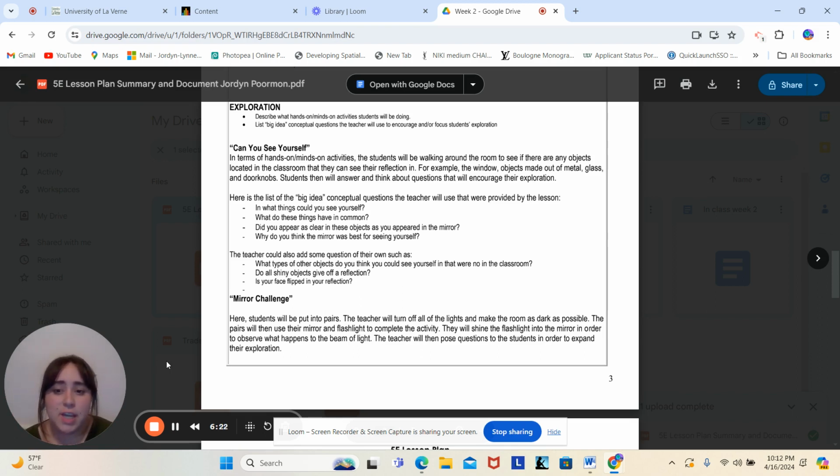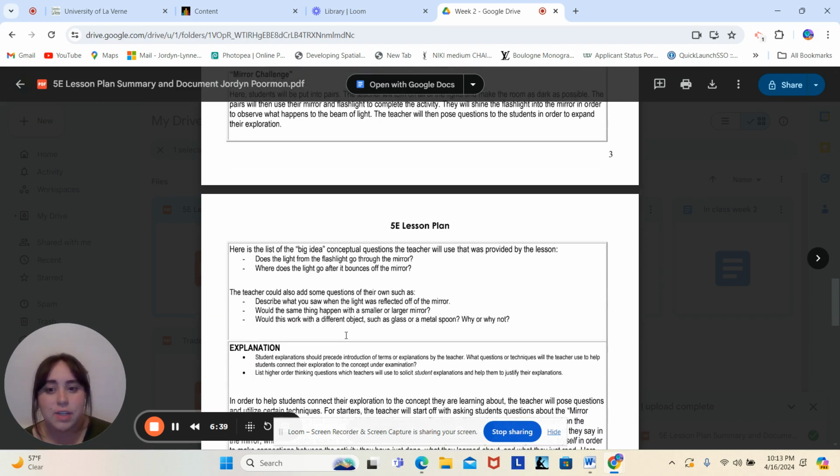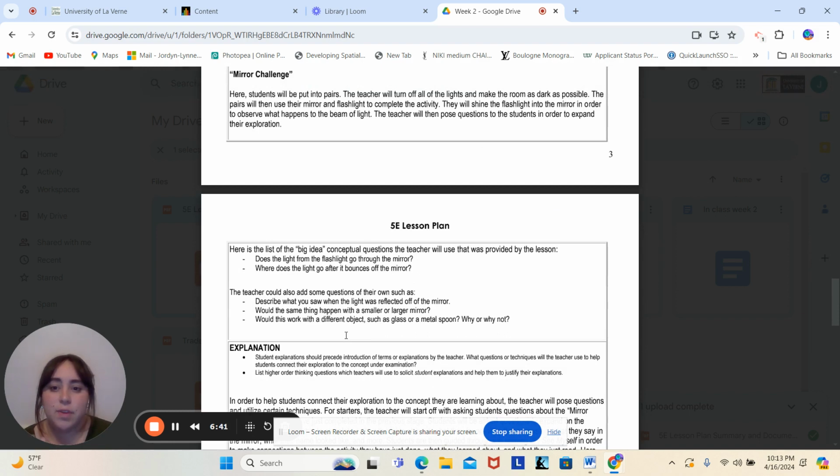In terms of the mirror challenge, the students are put in pairs, and the teachers turn off all the lights and make the room as dark as possible. Then the pairs use the mirror and the flashlight to complete the activity. So they'll shine the flashlight onto the mirror, and they see what happens to the beam of light. And then the teacher asks the following questions. They go, does the light from the flashlight go through the mirror, or where does the light go after it bounces off of the mirror?